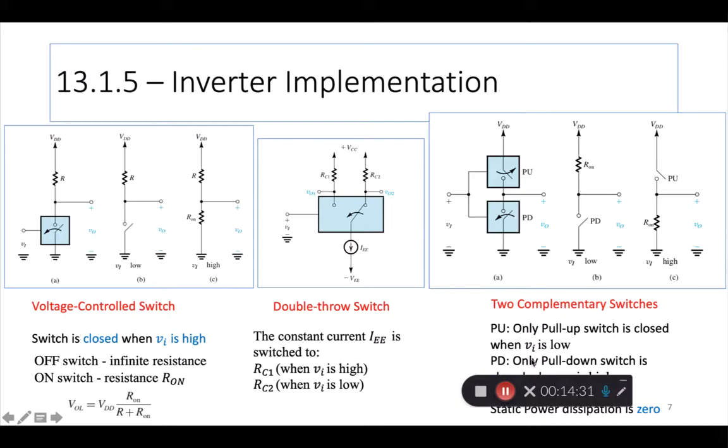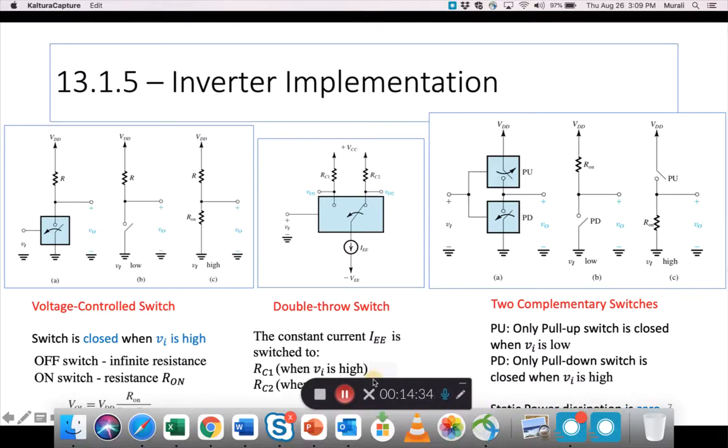Lastly, we talk about two complementary switches. That means they kind of operate in opposite ways. So a pull-up switch works when the input is low. So when the input is low, the output is pulled up to a high, which is how you want an inverter to be, right? But that portion of the circuit that pulls it up is called a PU network.